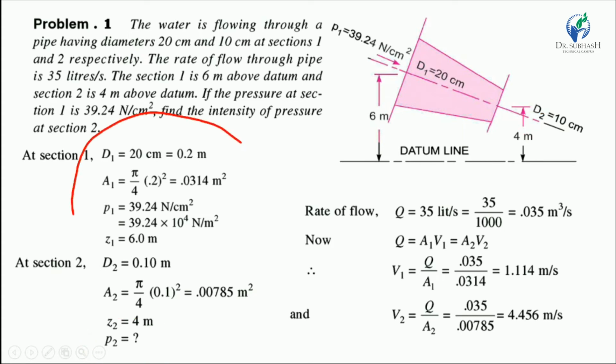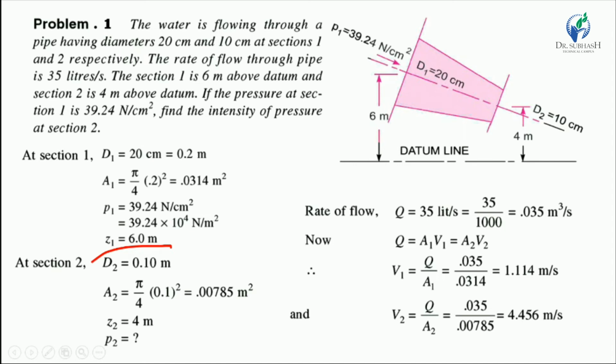So now let's list all the values which are given in the data. D1 is 20 centimeter, so convert into meter. Area we can get from the diameter, given as 20 centimeter, also converted into meter, and we can get the cross section area at section 1. Now pressure is given as 39.24 Newton per centimeter square, also convert into Newton per meter square: 39.24 into 10 raised to 4.